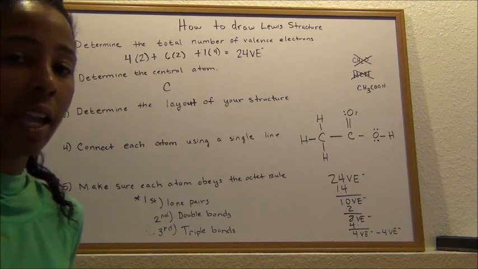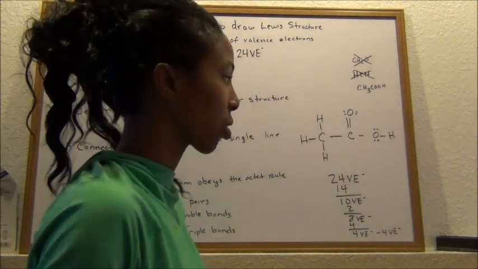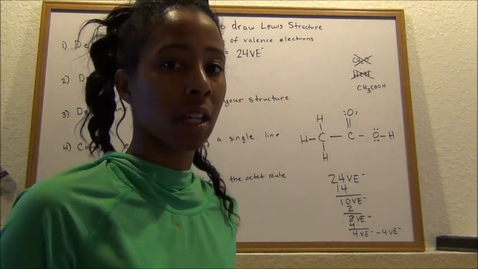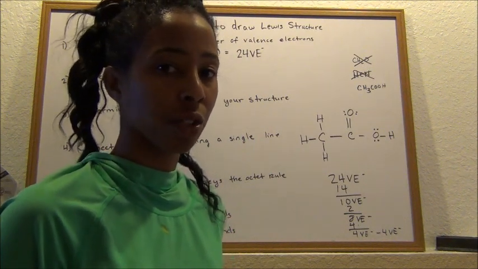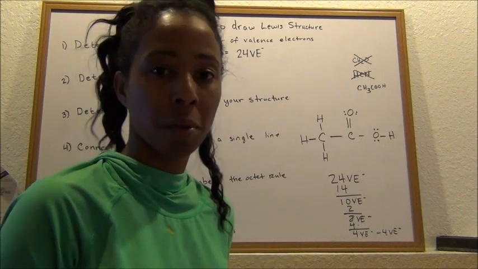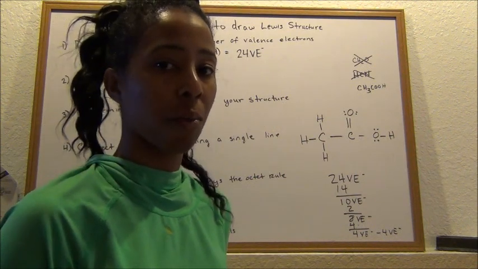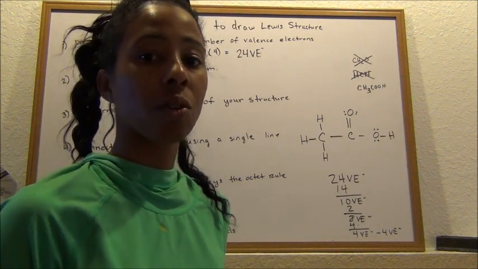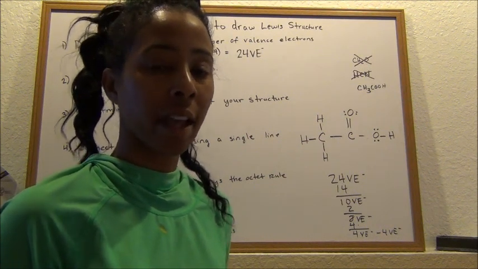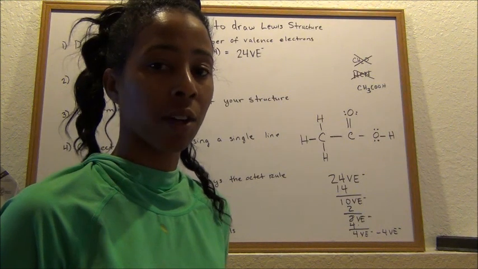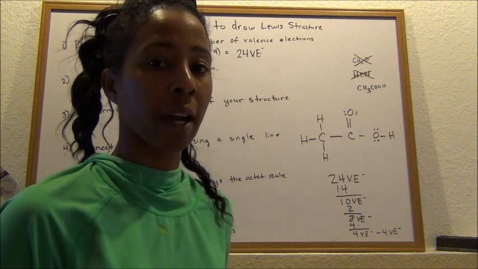Now, to really get the hang of drawing Lewis structures, you have to draw lots and lots of them. Once you begin to draw lots and lots of Lewis structures, you will kind of figure out where the double bonds and the single bonds and the lone pairs go. So you need to practice, practice, practice. So go on in Canvas, download the worksheets, and practice, practice, practice.